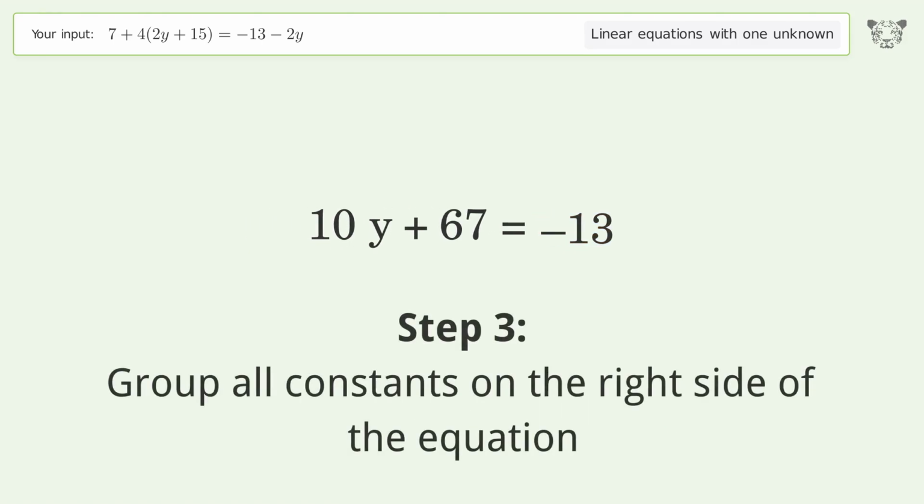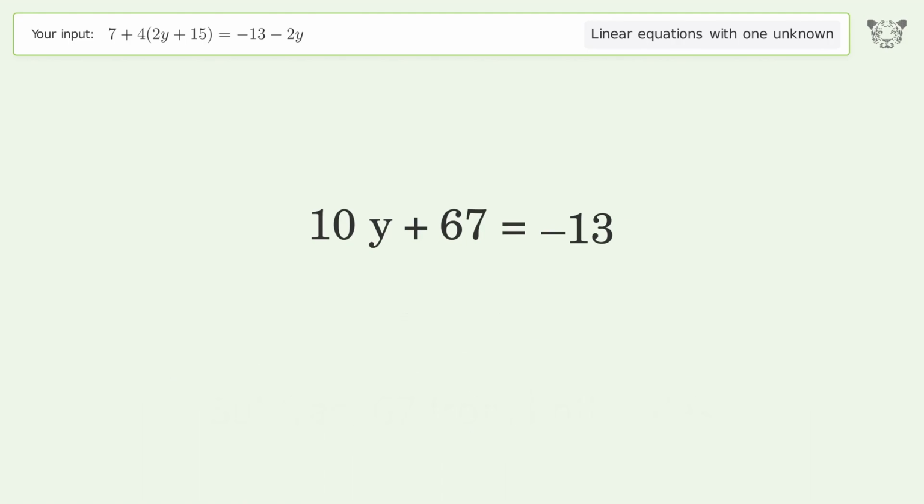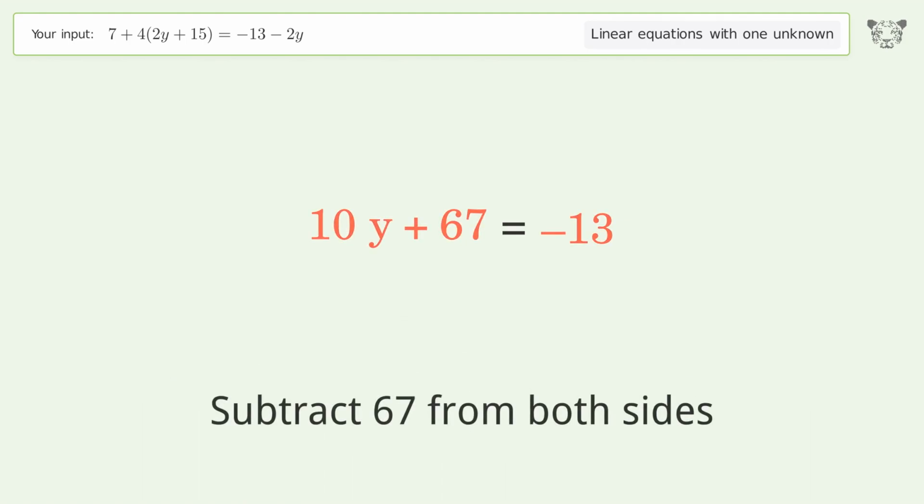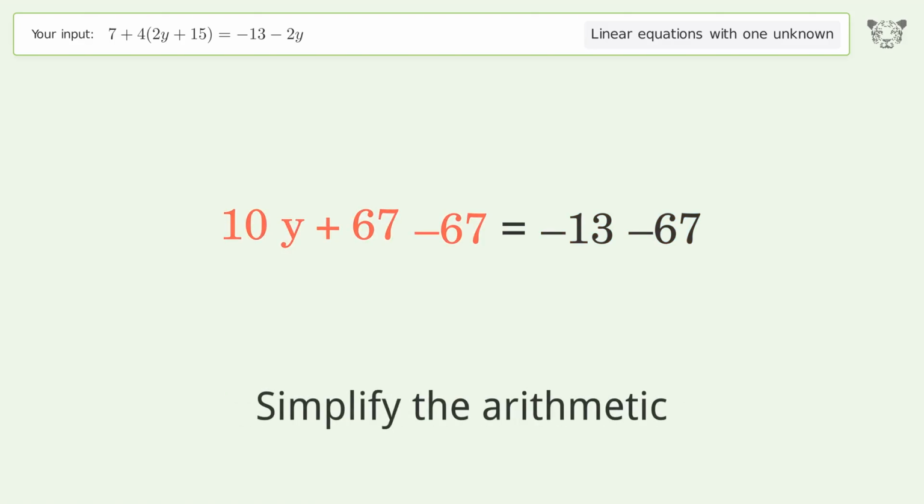Group all constants on the right side of the equation. Subtract 67 from both sides. Simplify the arithmetic.